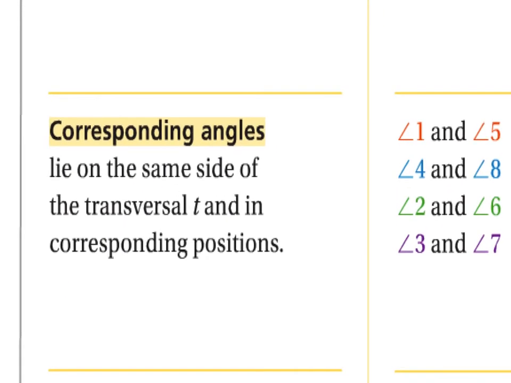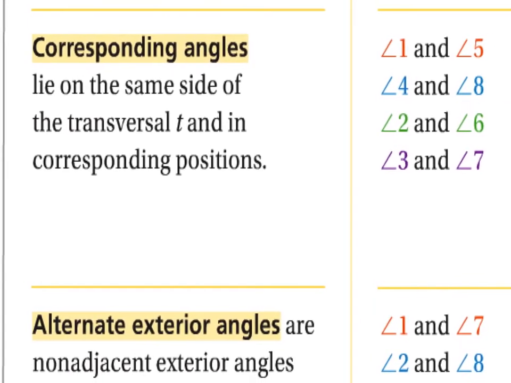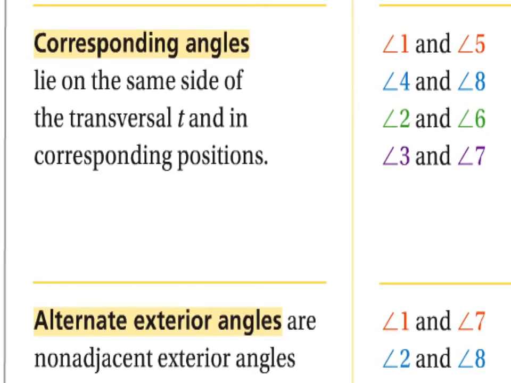The third one, corresponding angles. They lie on the same side of the transversal and in corresponding positions. Now, another word for corresponding is essentially they're in the same position on different lines. On the same position, yet they're on different lines.